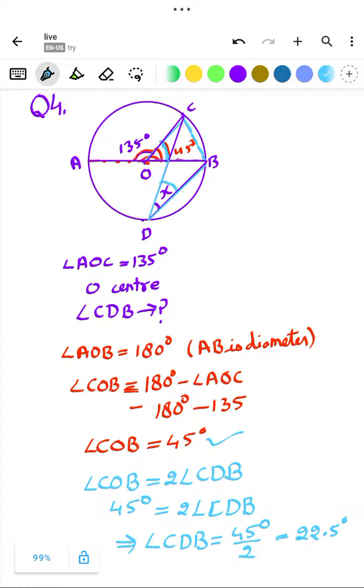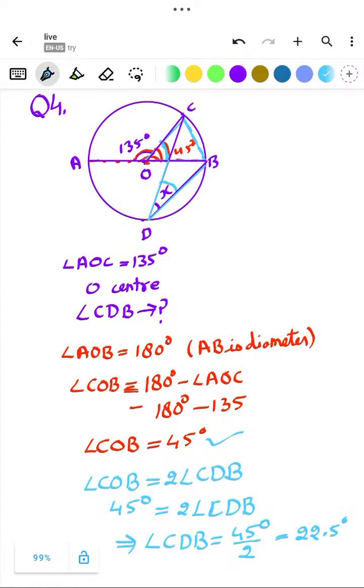Now I will give you another question. So it will be same as this question and you have to find out the answer. And you can write your answers in the comment section. And if you have any difficulty, you can ask.